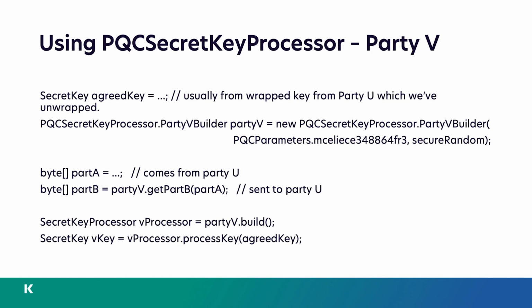Party V again follows the same format. Part A comes from party U, giving us the actual public key. We then use that public key to generate an encapsulation, which ends up in part B. And again, at that point, we've got enough information to actually tell ourselves what the generated secret will be as we've generated it. So we can actually get back the secret key processor without actually having to provide any additional information. And then in the last step, again, we use the key processor on the agreed key.